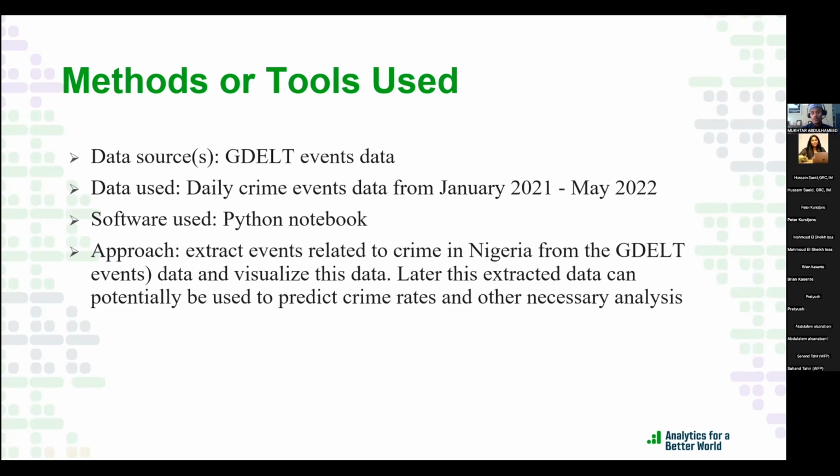The data used is daily crime events from January 2021 to May 2022. This is the data I use for this project. The software used for the project is Python. I use a Python notebook, Google Colab, to do all the analysis and all the filtering for this project.